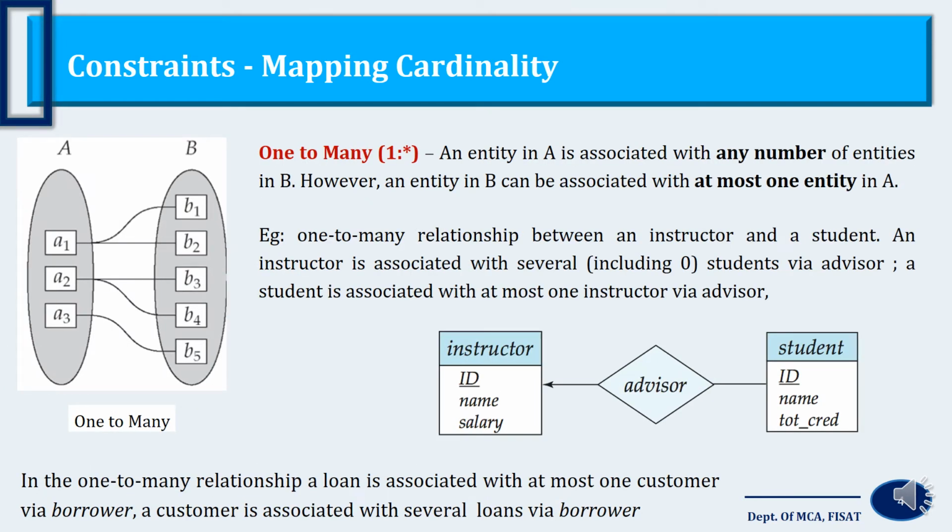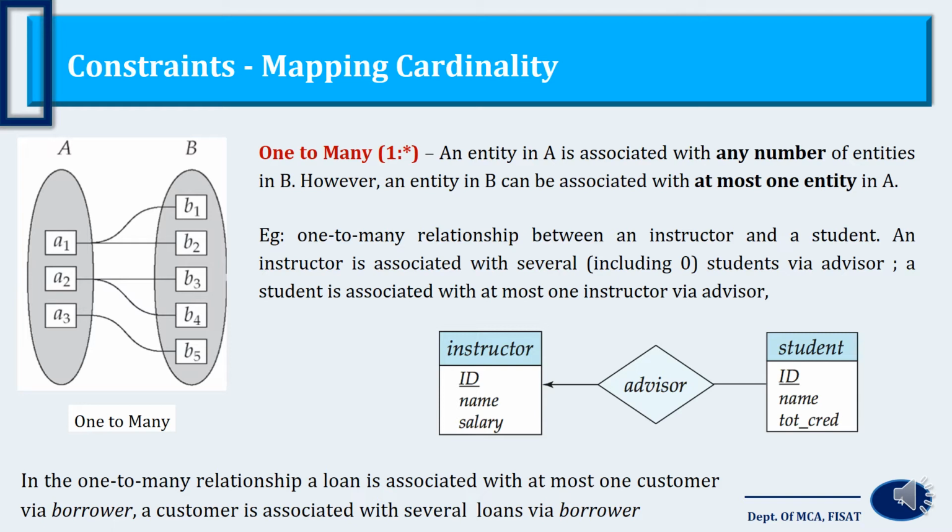Now let us look into the one-to-many relationship. An entity in A is associated with any number of entities in B. However, an entity in B can be associated with at most one entity in A. So this A1 can be associated with any number of entities in B, either B1, B2, etc. But when we look at the relationship from B to A, an entity in B can be associated with only one entity in A.